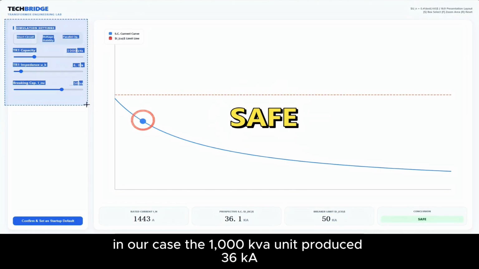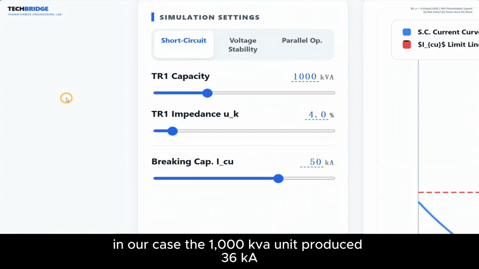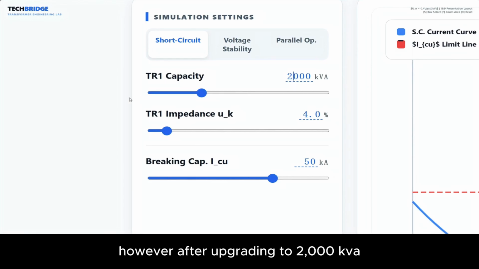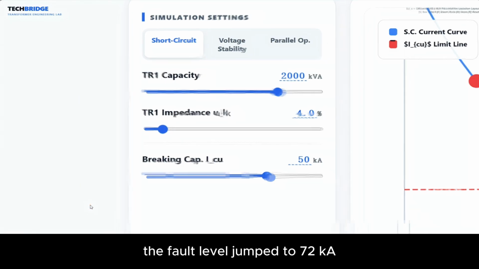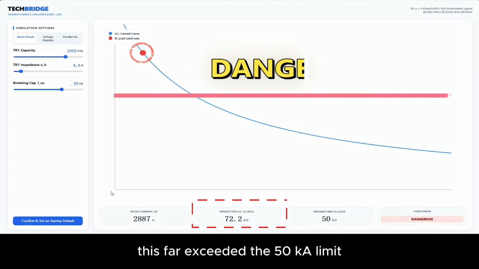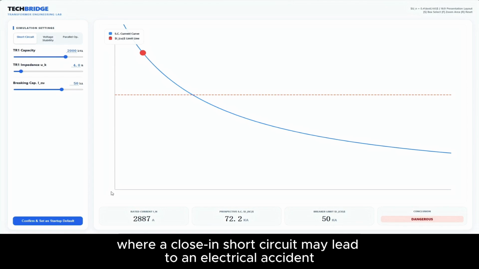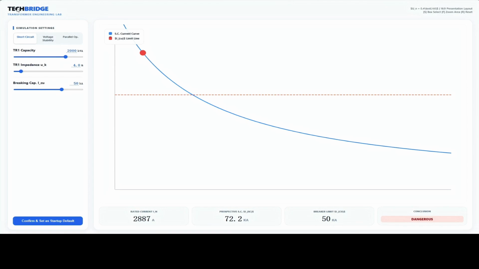In our case, the 1000 kVA unit produced 36 kA, well within the 50 kA breaker limit. However, after upgrading to 2000 kVA, the fault level jumped to 72 kA. This far exceeded the 50 kA limit, placing the system in a danger zone, where a close-in short circuit may lead to an electrical accident.